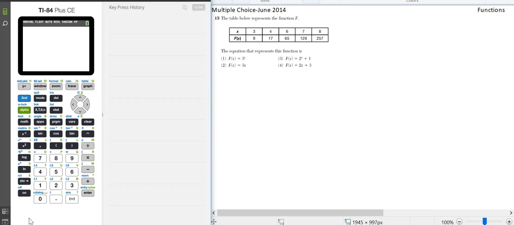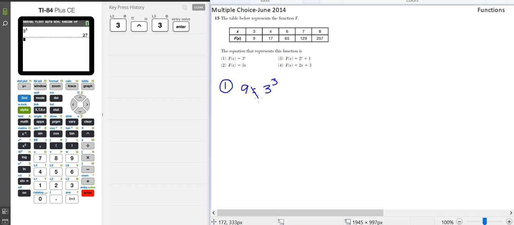We need to find which of these equations is made true with the points of the table, x and f of x. So to do that, we're going to evaluate each of the answer choices by plugging in the points. Let's start with choice 1. Does the point (3, 9) make f of x equal to 3 to the x true? Let's try it. If f of x is 9, is 3 to the 3 equal to 9? 3 to the 3 is 27, so it is not 9, and choice 1 is not the correct answer. Let's move on to choice 2. f of x is equal to 3x.